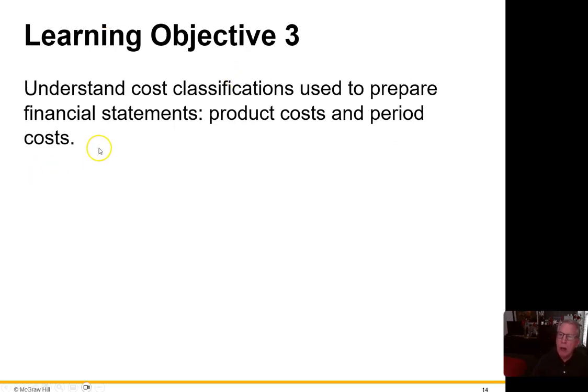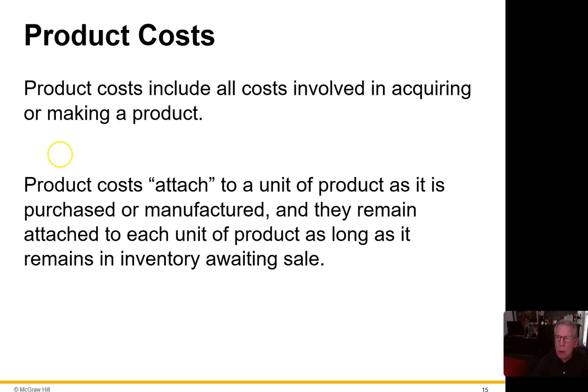So as we understand cost classifications used to prepare the financial statements, we're going to take a look at product costs and period costs. Key definitions there: product costs and period costs. Product costs are those costs that include all the costs involved in acquiring and or making a product. Product costs attach to a unit of product as it is purchased or manufactured, and they remain attached to each unit of product as long as it remains in inventory awaiting sale.